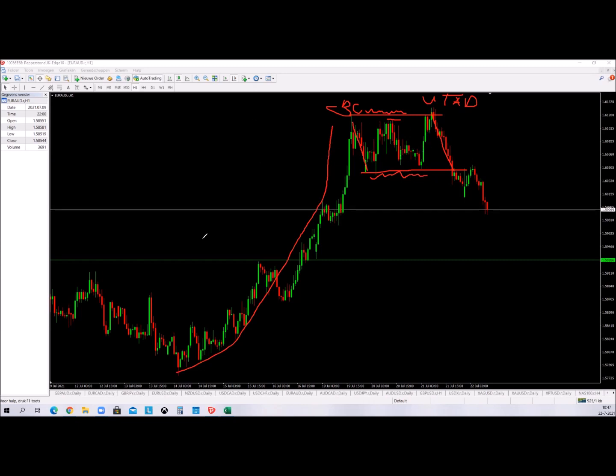Sellers are gaining control. Sellers are scaling in sell positions. And then I want to see, like I said before, what happens with the liquidity at the other side of the range. And as you can see, there's a clean break below the range.